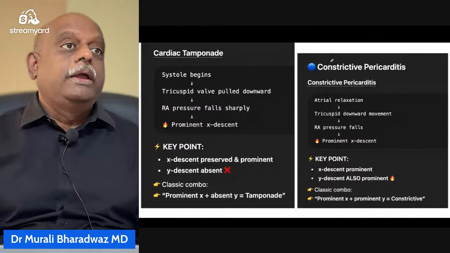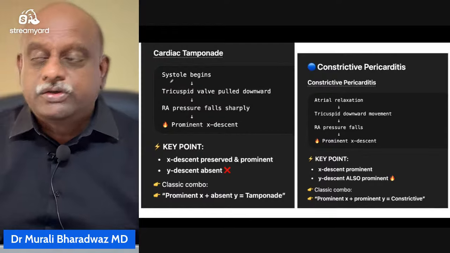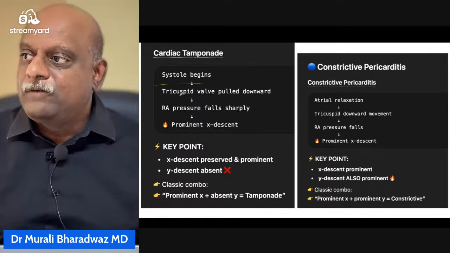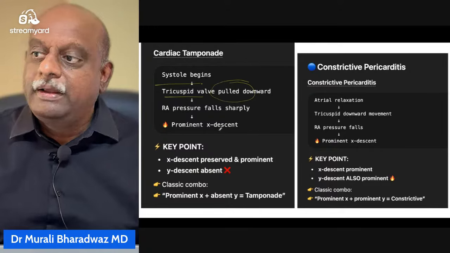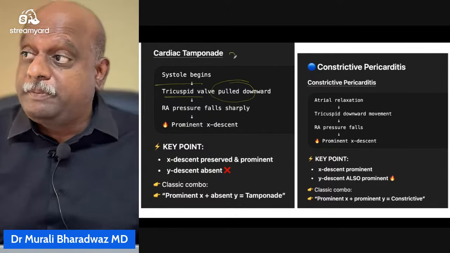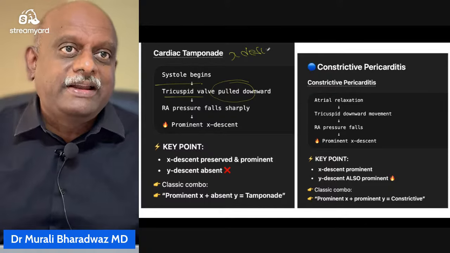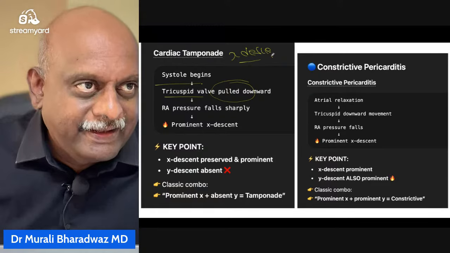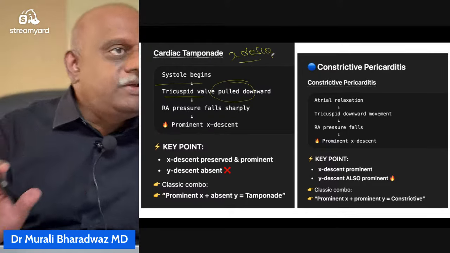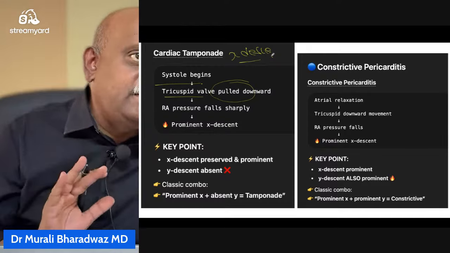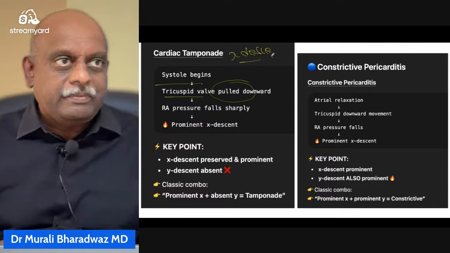So, in cardiac tamponade, systole begins and the tricuspid valve is pulled downward. Now why? The next important thing is the X descent. Y descent is over. How is the X descent in the JVP? Let us talk.